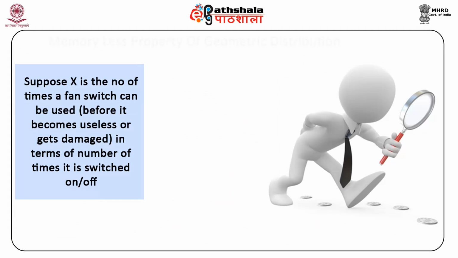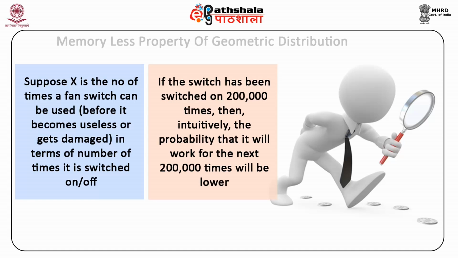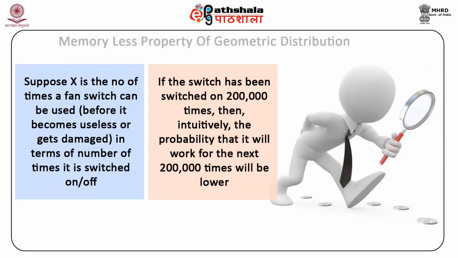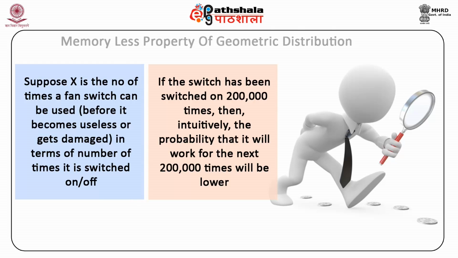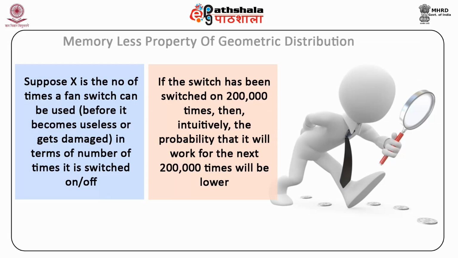Suppose X is the number of times a fan switch can be used before it becomes useless or gets damaged, in terms of the number of times it is switched on or off. If the switch has been switched on 200,000 times, then intuitively the probability that it will work for the next 200,000 times will be lower, taking into account some type of wear and tear of its parts.